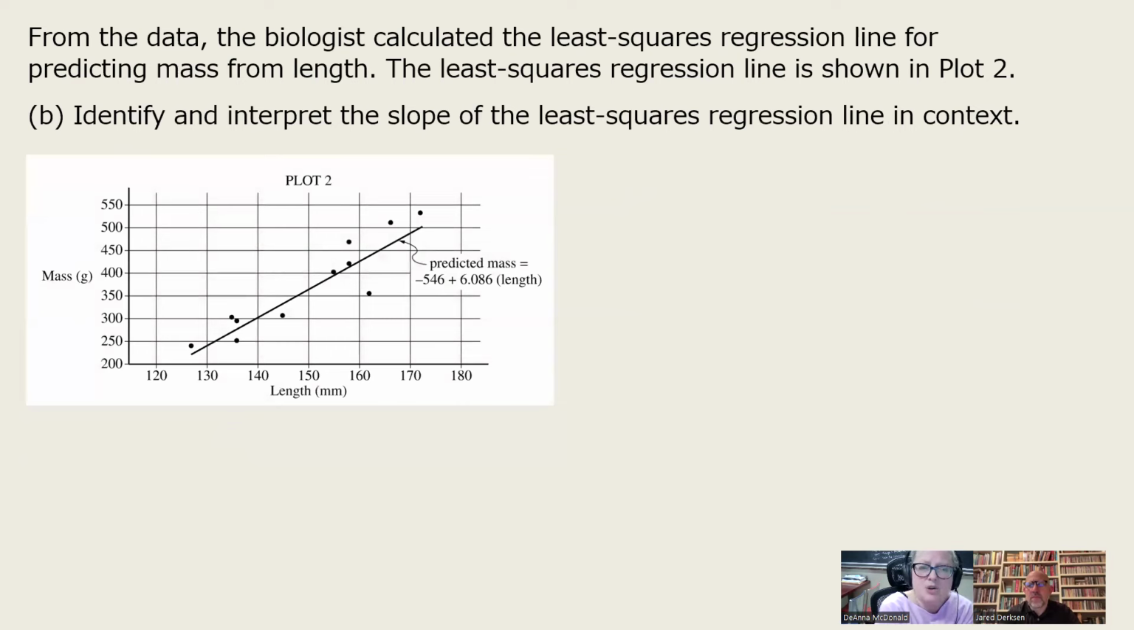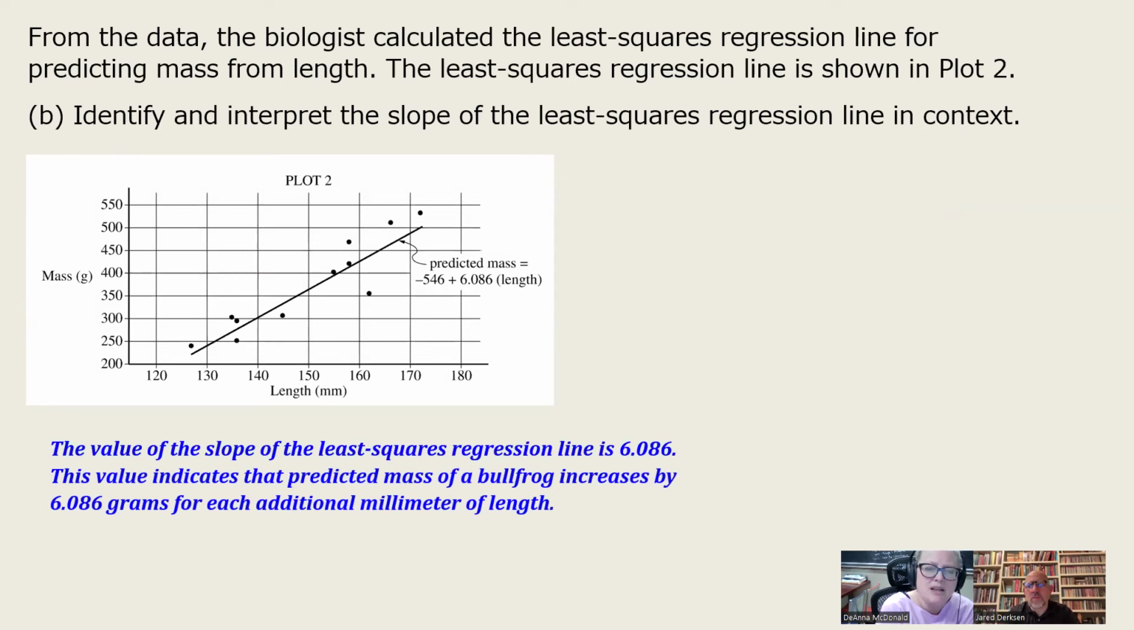So now I want to identify and interpret the slope of the least squared regression line in the context of the problem. And you'll see that we've now added the predicted mass equation somewhere in the problem. It's listed. The value of the slope of the least squared regression line is 6.086. It's important that you're able to pick that out carefully. It's the value that's multiplied by your input variable. This value indicates that the predicted mass of a bullfrog increases by 6.086 grams for each additional millimeter of length. Notice the word predicted. It's the predicted mass of a bullfrog, not the exact mass of the bullfrog. It's what we're predicting because that's the equation of the least squared regression line, not the equation that picks out the values that we have in the scatter plot itself.